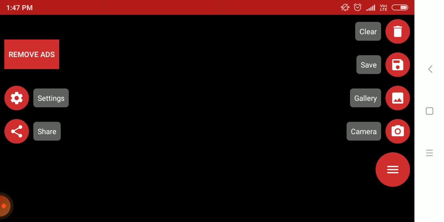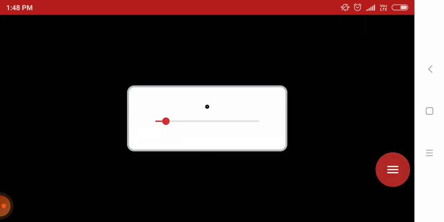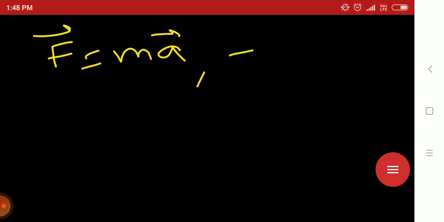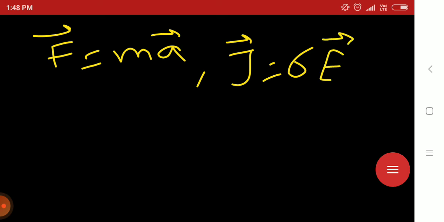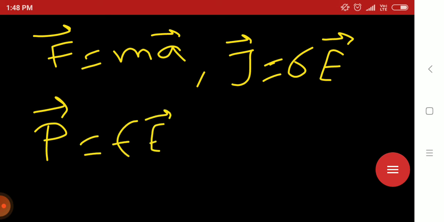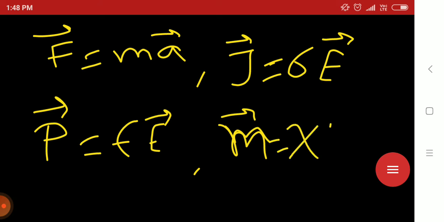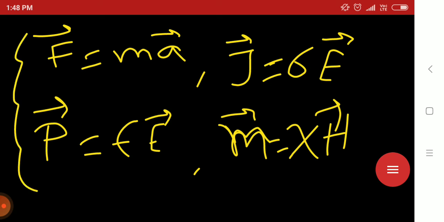Before going to the definition of tensor, I will call some physical quantities non-vector quantities. After that, we will discuss the definition. So, I'm going to write some physical relations: F equals m into a vector, J equals sigma into E vector, P equals alpha into E vector, M equals chi into H vector. I am writing such physical relations, etc.